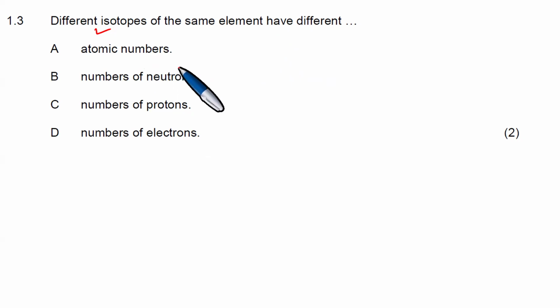Okay, so at this point, obviously we are learning. Yes, B. Well done, you're really smart. So different isotopes of the same element have different numbers of neutrons. Different numbers of neutrons. So different isotopes of the same element have different what? Numbers of neutrons. Okay, so we continue. Right, next question.